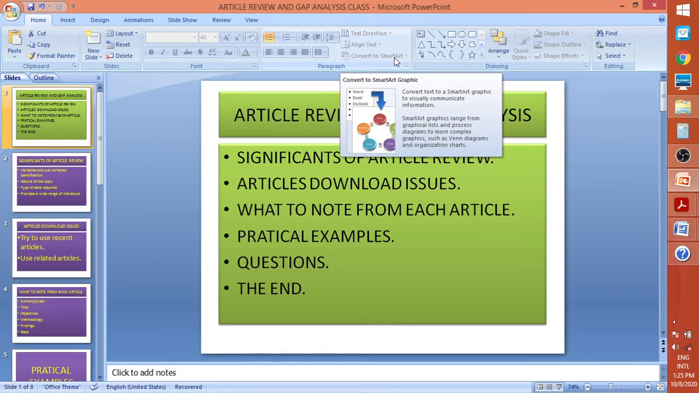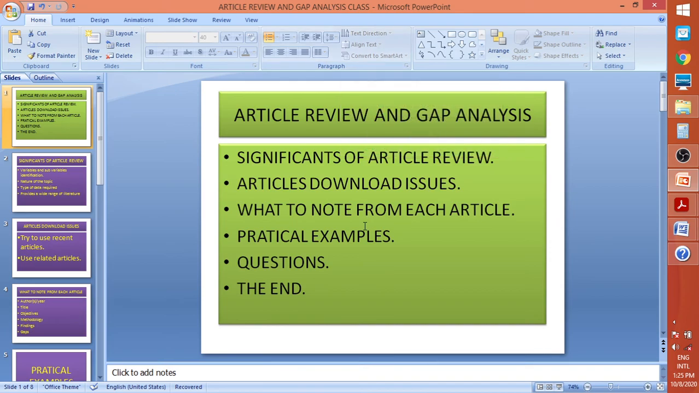All right, article reviews. So, how do we do our article reviews and gap analysis? This class will just be focusing on article review and gap analysis. In this class, we'll be looking at the significance of article review, article download issues, what to note from each article, and we'll carry out a practical example of the article review and gap analysis. Then you can ask questions, and that should be the end.